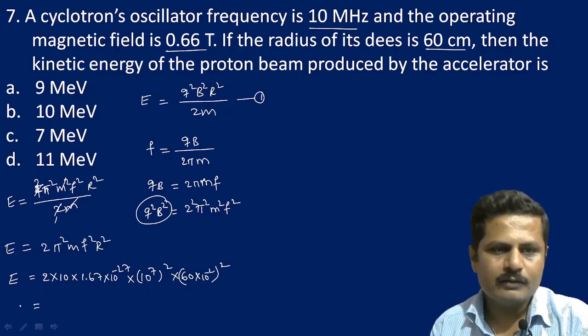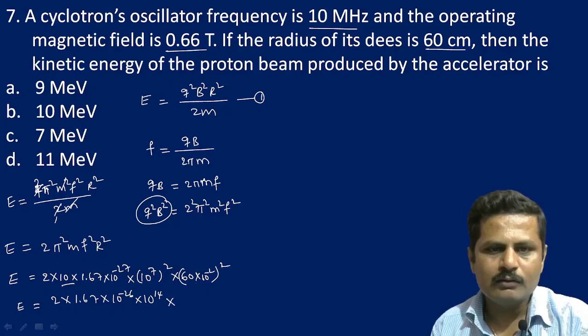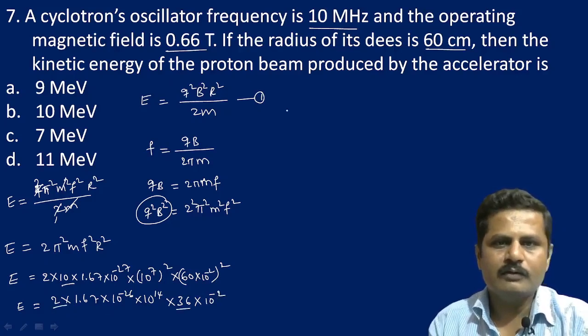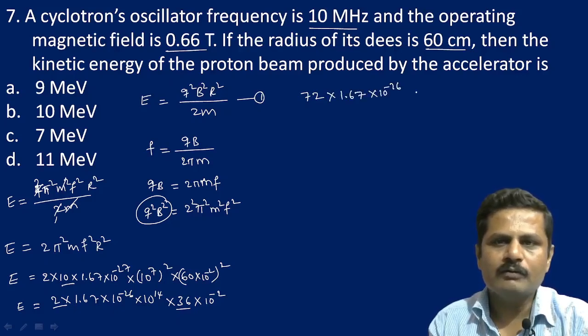So simplify this until we get the value. That is 2 into 10, 1.67 into 10 to the power of minus 27 and here 10. We can write now 10 to the power of minus 26 into 10 to the power of 14 into 60 into 10 to the power of minus 1, that is 6 into 10 to the power of minus 1, that is 36 into 10 to the power of minus 2. Now here 2 into 36 is 72 times 1.67 into 10 to the power of minus 26 into 14.